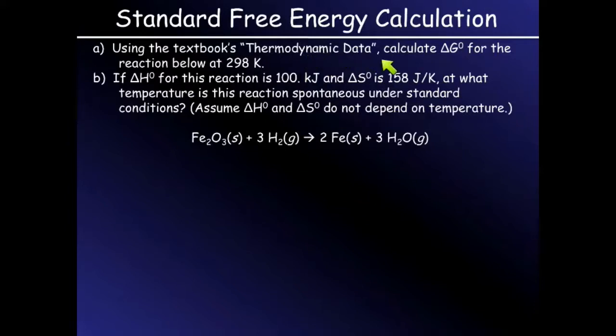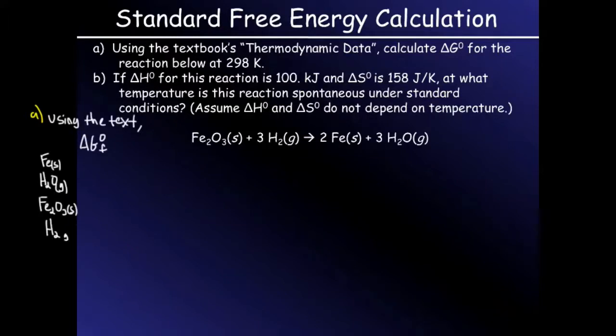Or we could use the standard delta G's of formation and solve for delta G standard for the reaction the second way. We cannot use Hess's law because we don't have a series of reactions that can be summed to get this reaction. So I'm going to use the standard delta G's of formation, and looking them up in your textbook, these are the values that I obtain.